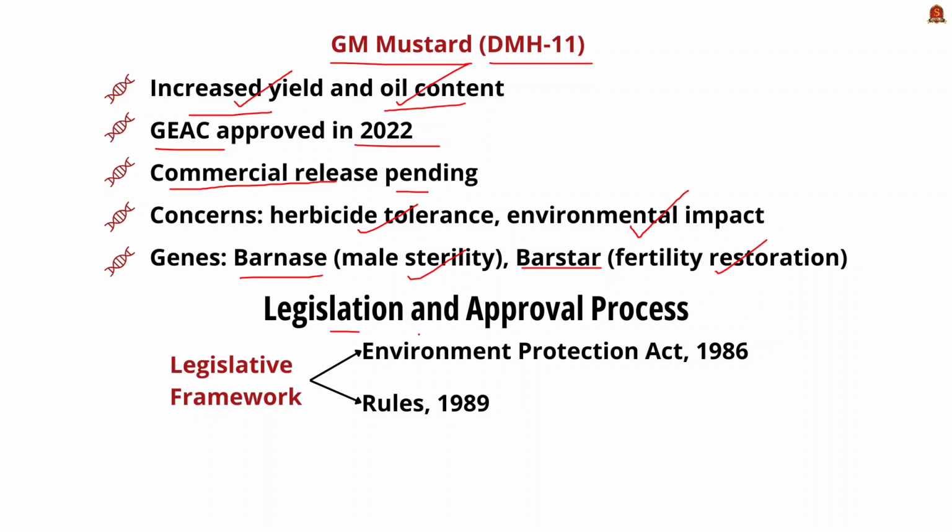Now let us see the legislation and approval process. The legislative framework for genetically engineered crops is the Environment Protection Act 1986 and Environment Protection Rules 1989. This regulates GM organisms under the Ministry of Environment, Forest and Climate Change, and this Environment Protection Act provides the regulatory framework for genetically engineered crops.